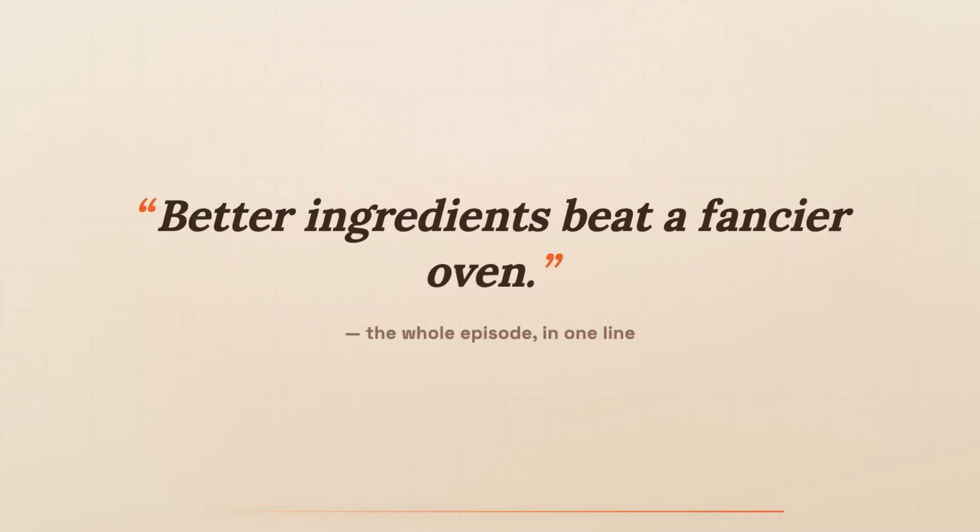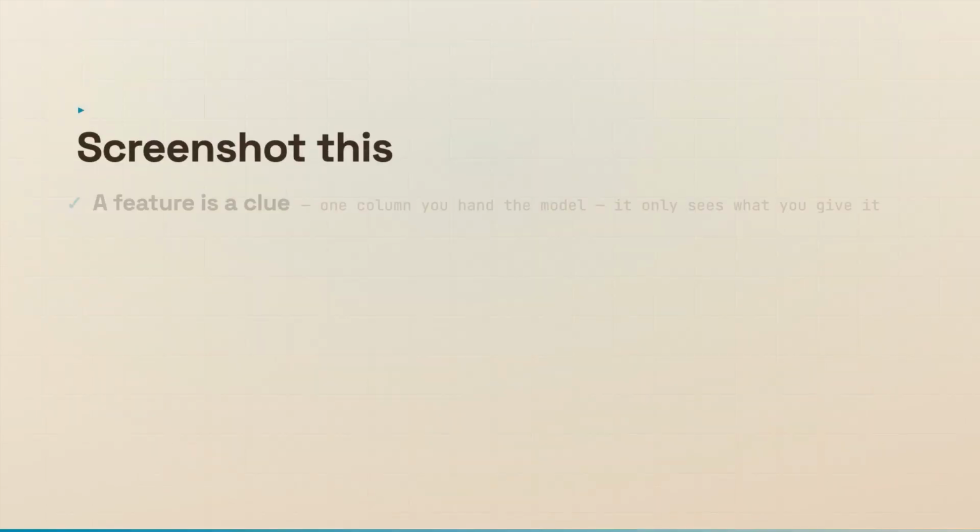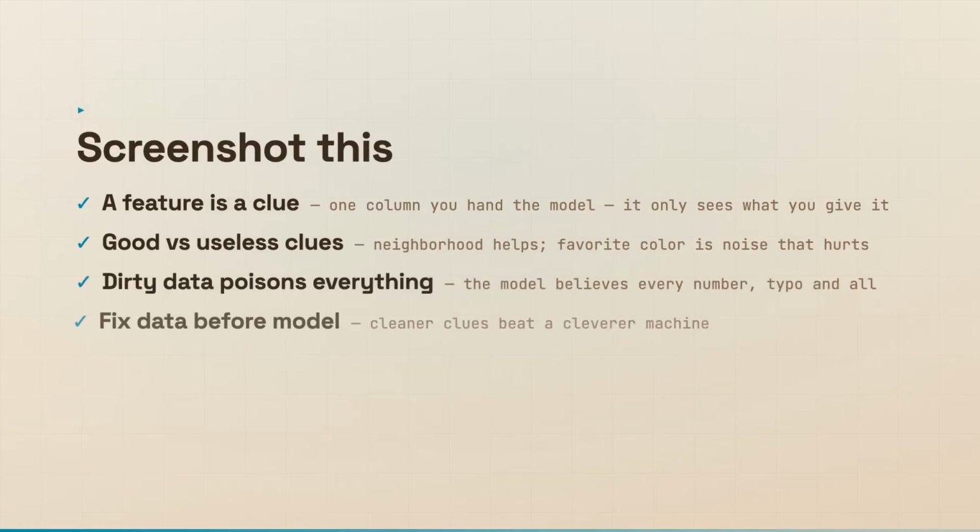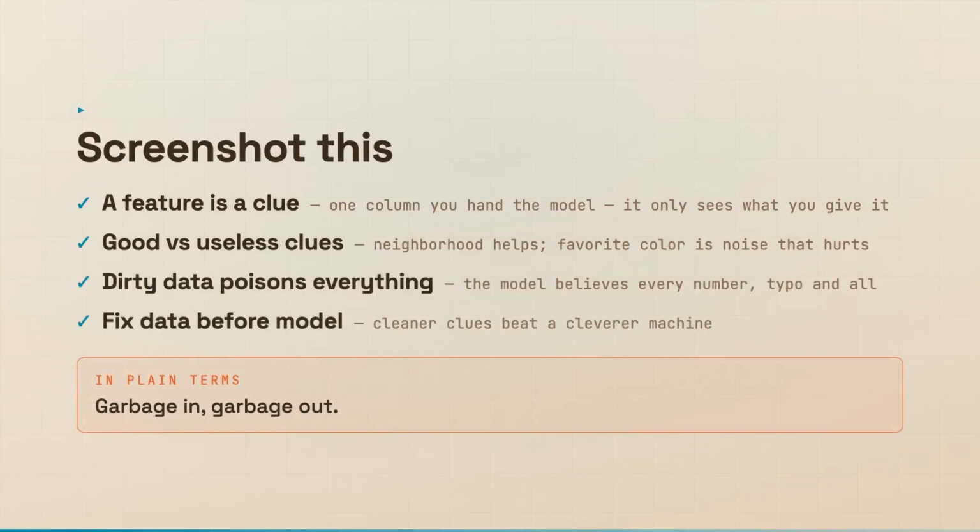Screenshot this. Features and data front to back. 1. A feature is a clue, one column you hand the model, and it can only see the clues you give it. 2. Good clues like neighborhood help. Useless ones like favorite color are just noise that hurts. 3. Dirty data poisons everything because the model believes every number you feed it, typo and all. 4. Before you grab a fancier model, fix your data. Garbage in, garbage out. Better clues and cleaner examples win.